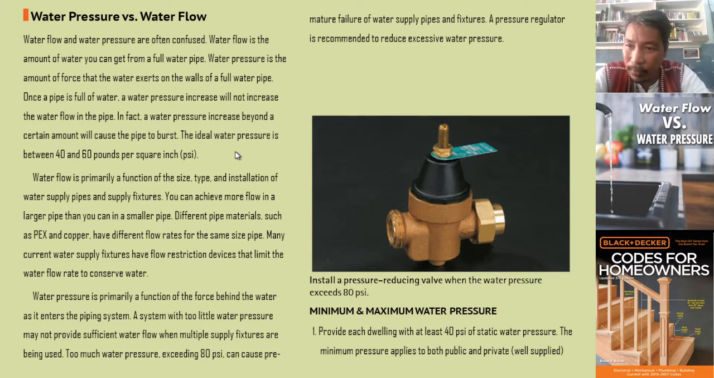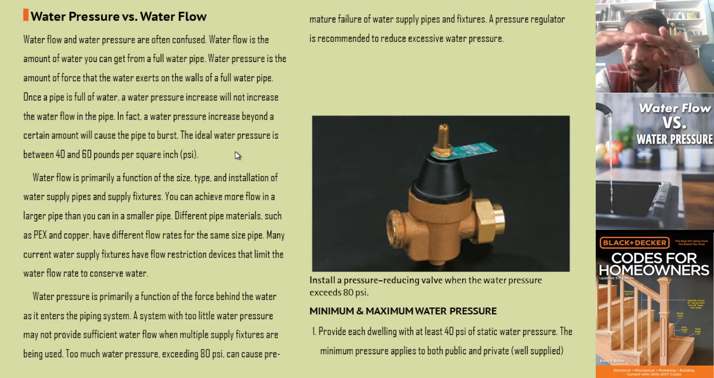So we cannot have a flow if there is no pressure. Imagine there is a water tank that is on the same level as your faucet. The level of water is here, and the faucet is here, the same level. There is no water that will flow because they are on the same level.